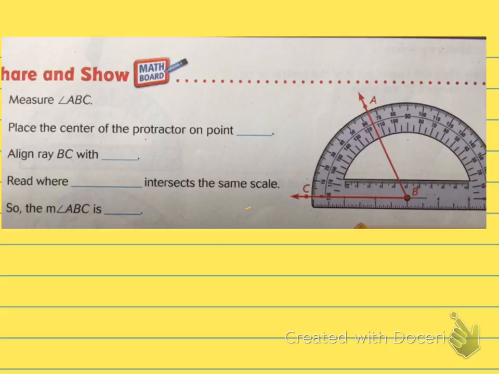When it opens to the left, we're going to use the vertex point B. So we're going to go ahead and place the center of the protractor on point what? Yes, point B.